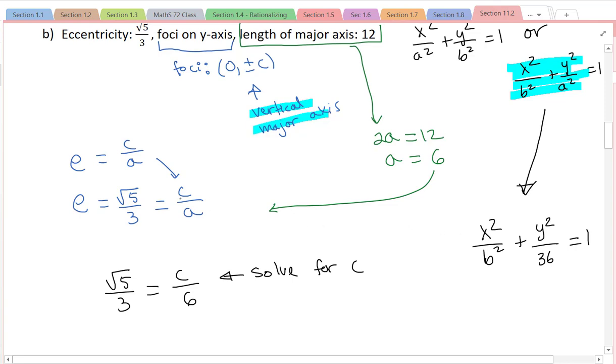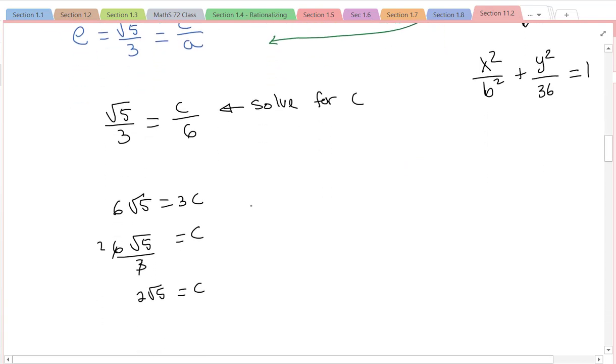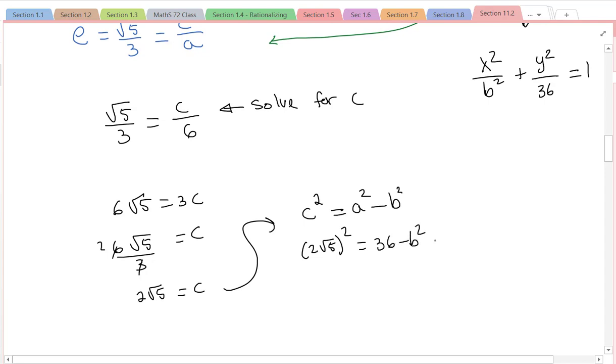So that's why we need to go find c, because the only way to get b is once I have c, remember that c squared is equal to a squared minus b squared. Since the eccentricity helps me find a and c, with a and c, now I can find b. So c is 2 square root of 5, so c squared is 2 square root of 5 squared equals a squared, which is 36, minus b squared. And solve for b. I did this kind of convoluted.